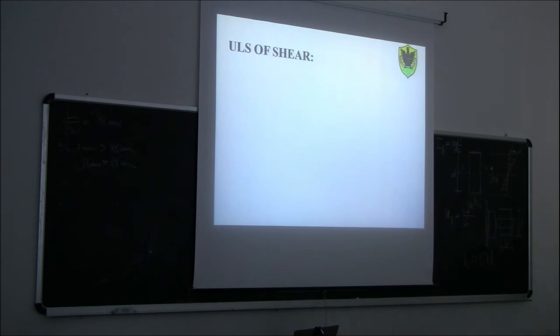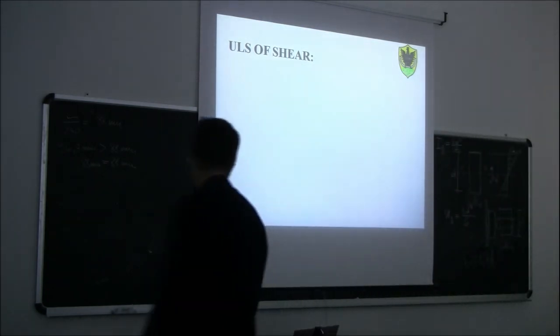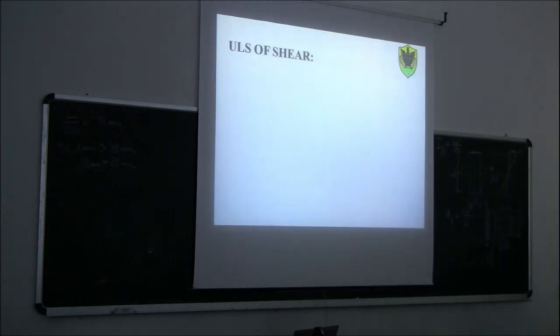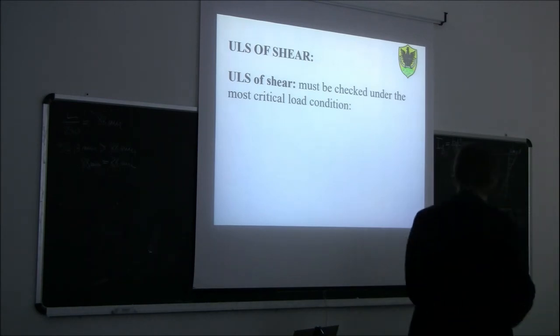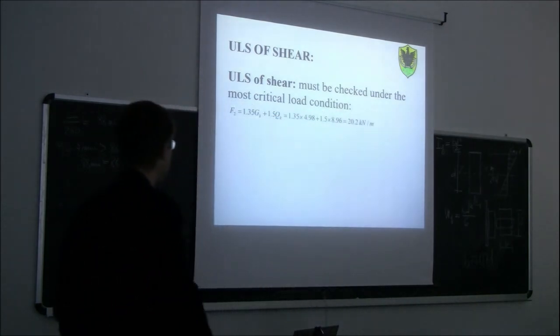Okay, now we move to the other ultimate limit states. We move to the ultimate limit state of shear now. Shear could again be critical if you have very tall and narrow timber beams like this, but on a short span. This case is usually critical for shear. Also here we need to check it under the most critical load condition, the one that we already found before, so 20.2 Newton per meter, all the same.